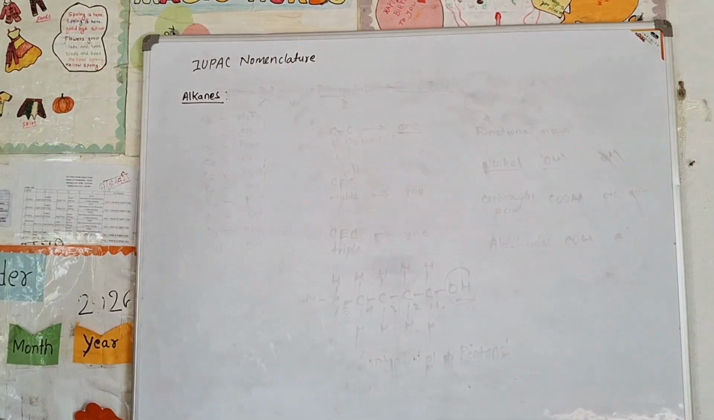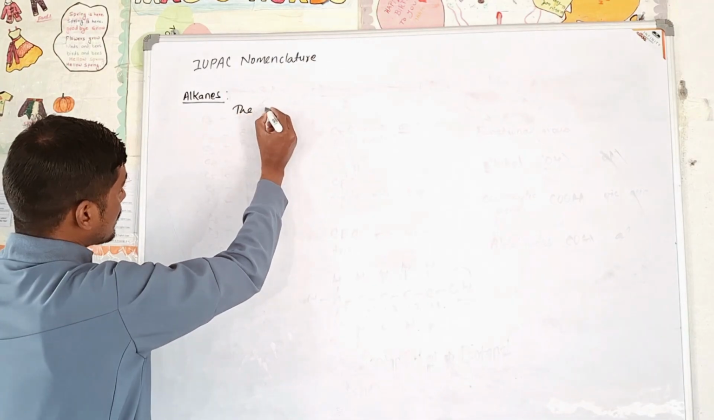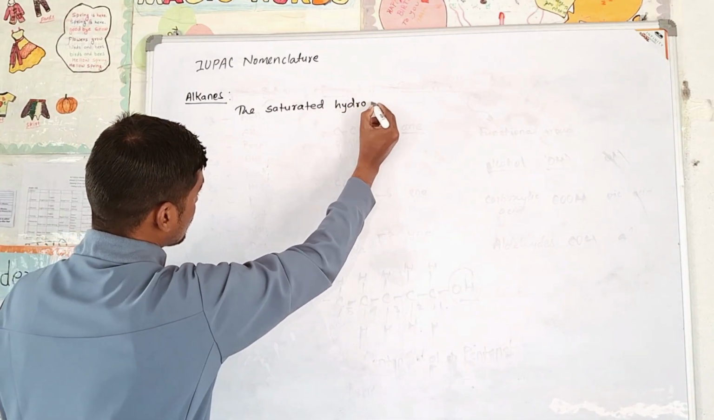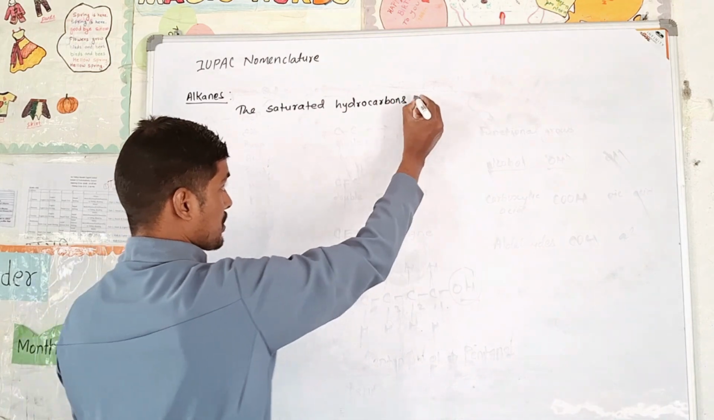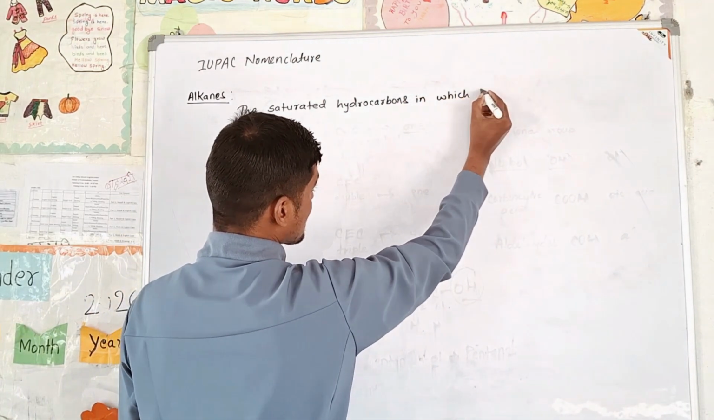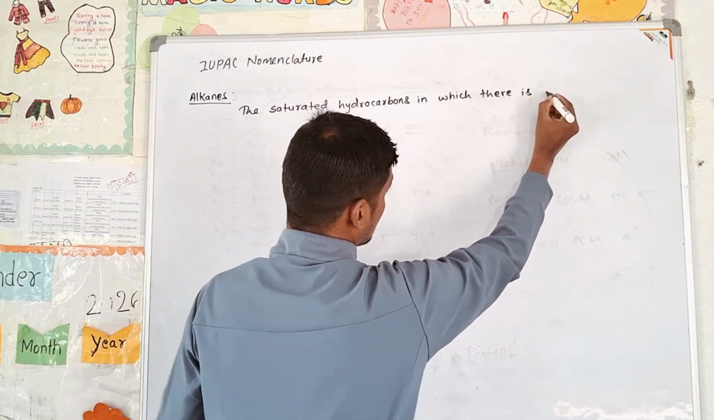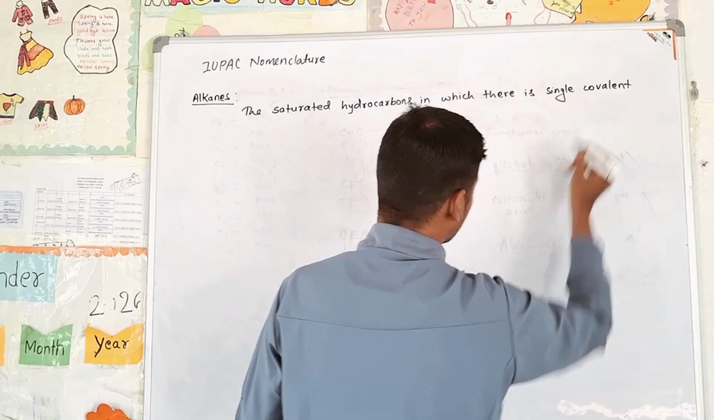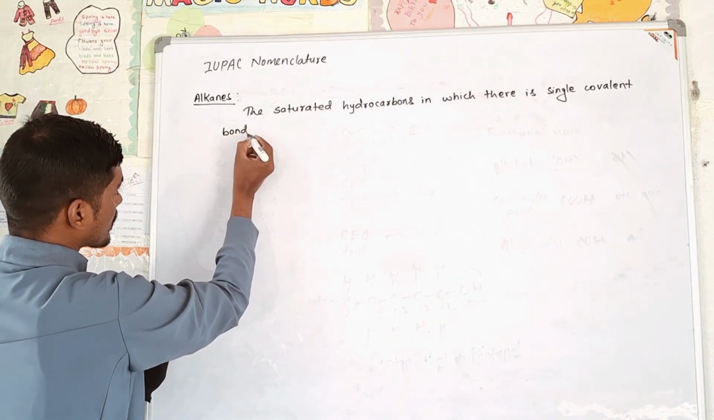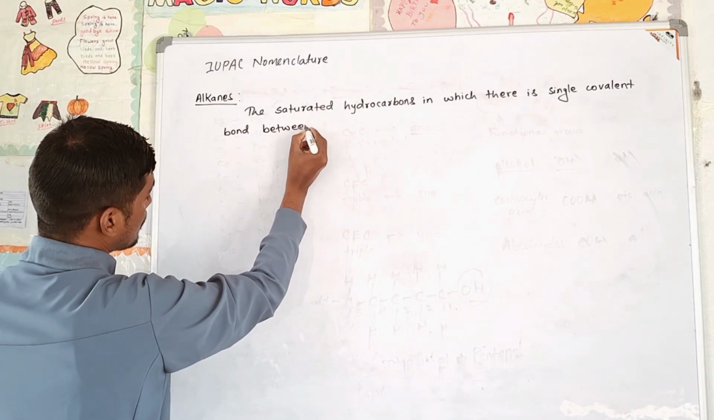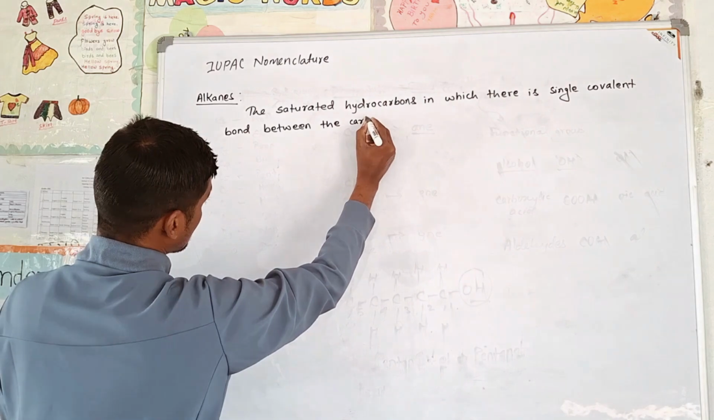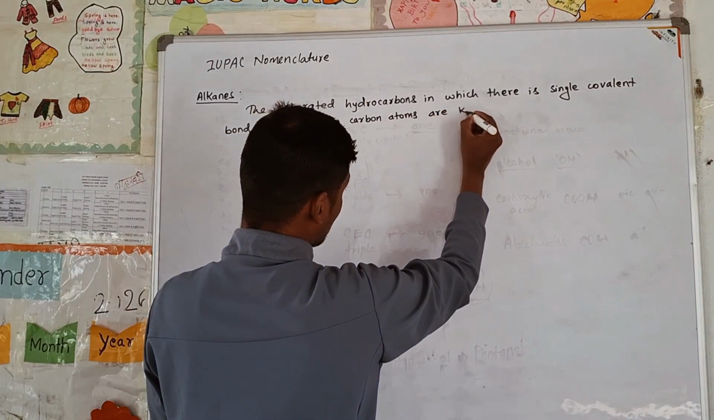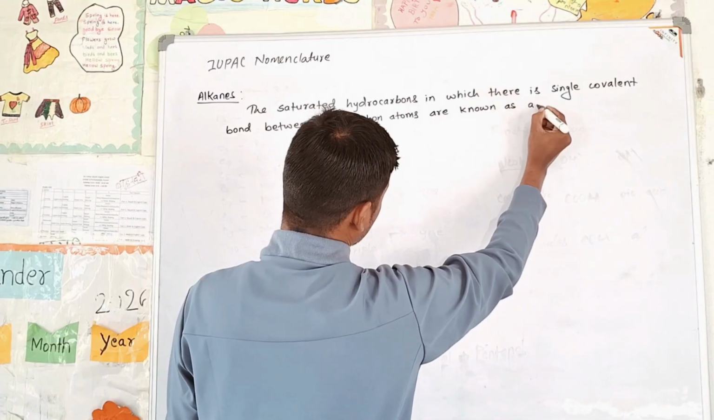Here alkane means what? We know that the saturated hydrocarbons in which there is single covalent bond between the carbon atoms are known as alkanes.